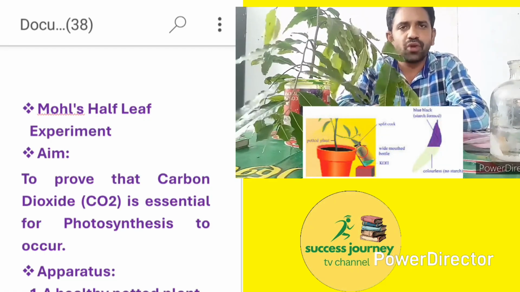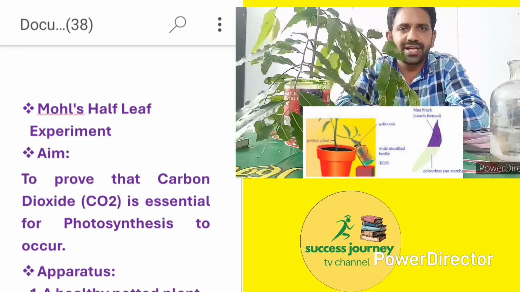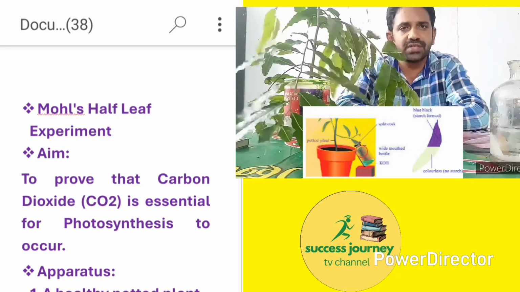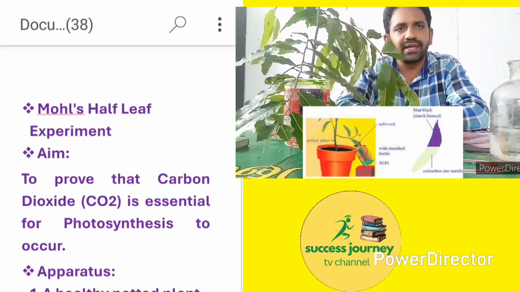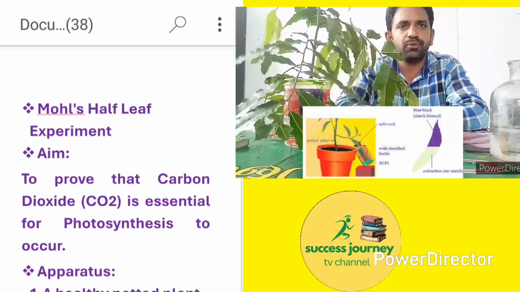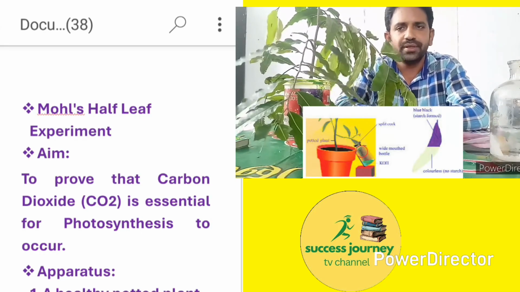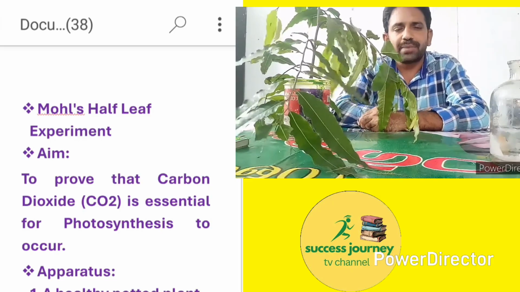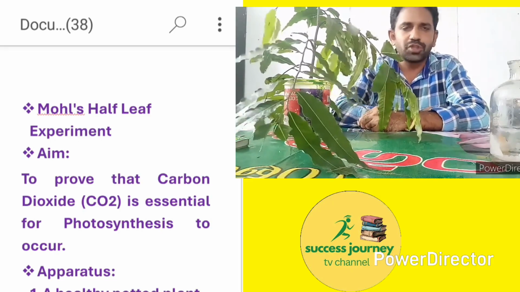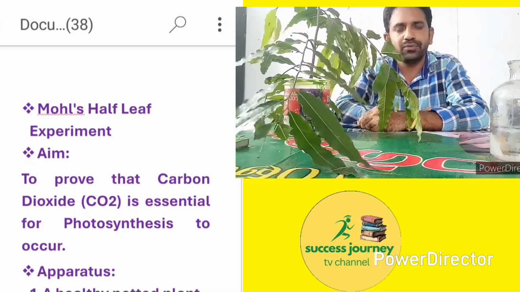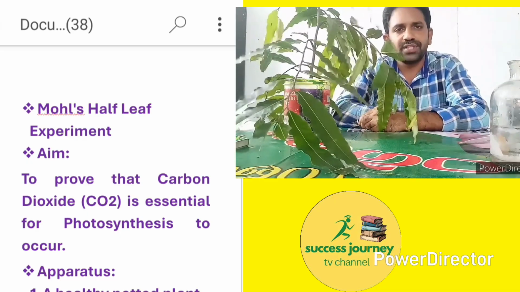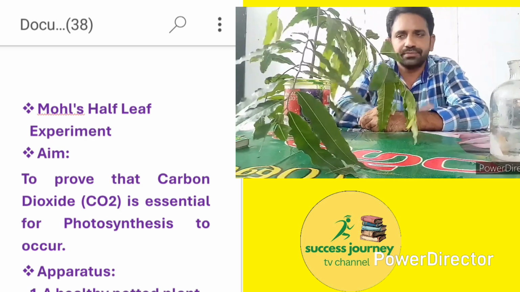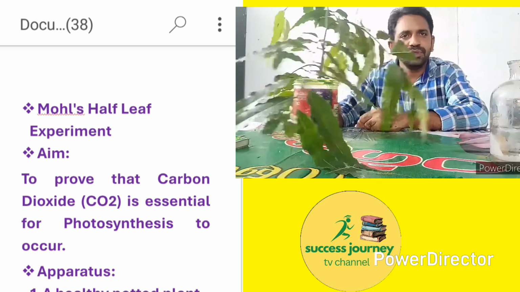Today we are going to discuss an experiment, that is Moll's half-leaf experiment. This experiment is very important in photosynthesis. This experiment proves the importance, or necessity, of carbon dioxide in photosynthesis. So the aim of this experiment is to prove that carbon dioxide is essential for photosynthesis to occur.